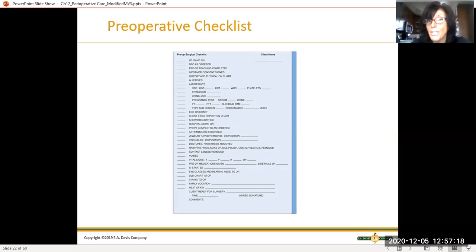This is a pre-op checklist. Do they have their ID band on? Or have they been NPO?